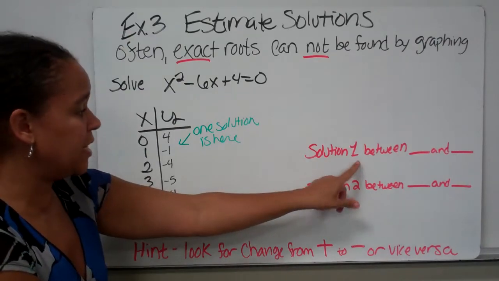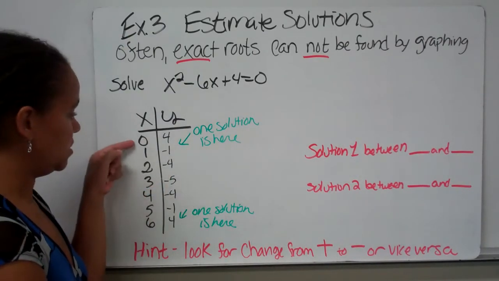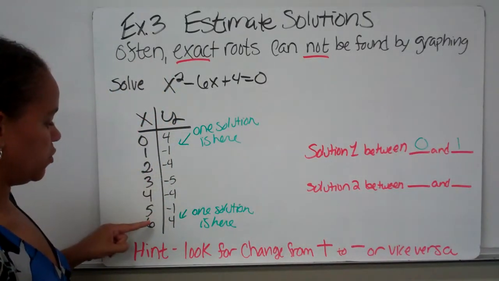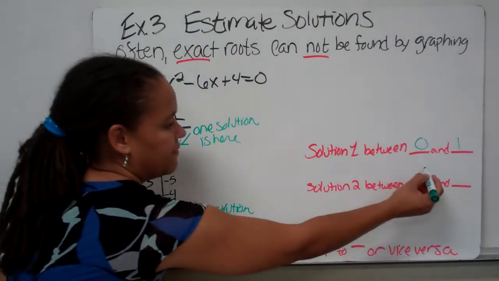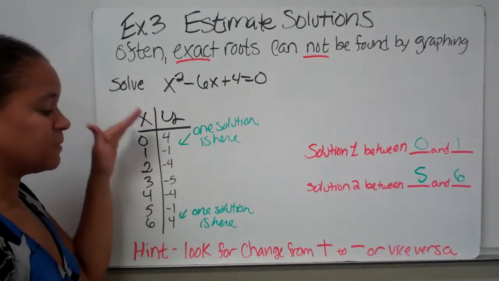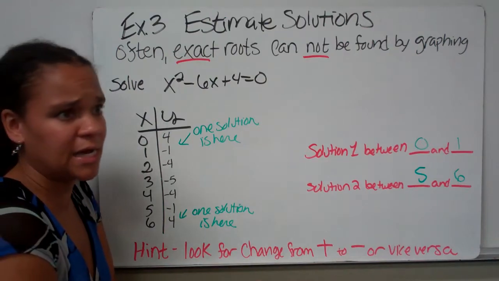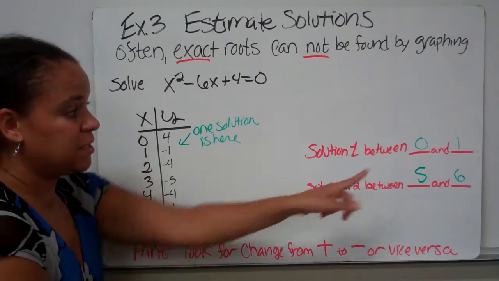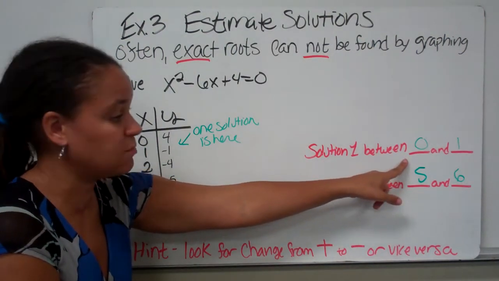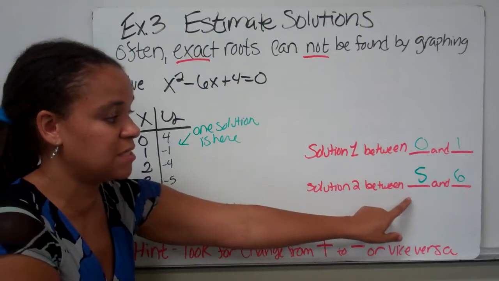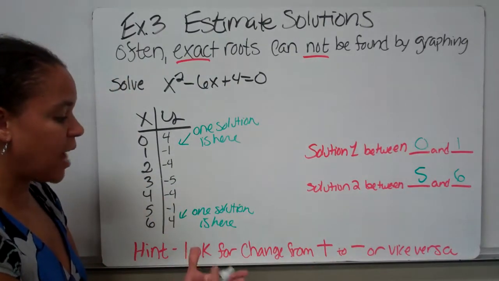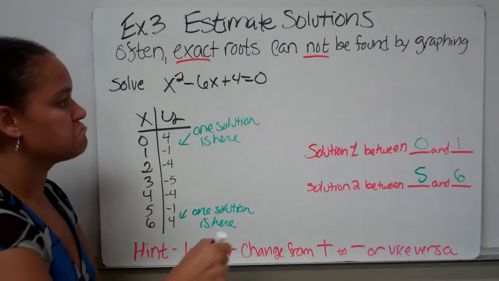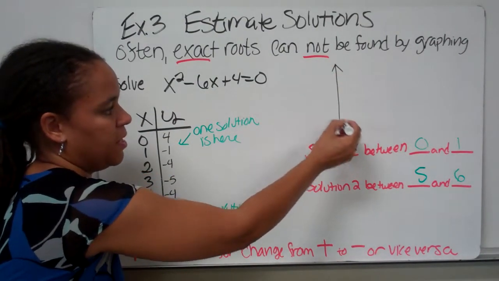So solution 1 is somewhere between 0 and 1. We can just look at the table and tell that. And our solution 2 is somewhere between 5 and 6. So just by looking at a table, you can kind of get an idea of where these solutions will be. So your answer is going to be somewhere between 0 and 1, some kind of decimal. And here, the other one is going to be somewhere between 5 and 6. That allows you to just get a broad estimate of where the zeros are going to be.